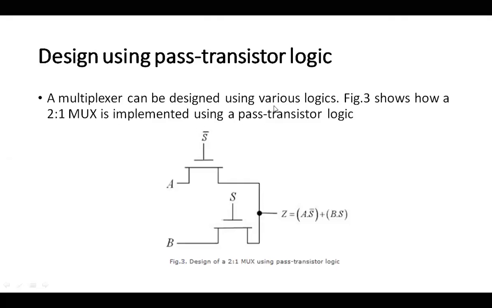A multiplexer can be designed using various logics. This figure shows how a 2:1 MUX is implemented using pass transistor logic. Either I can use only NMOS, or I can use PMOS. But remember, your NMOS is good for passing zeros and your PMOS is good for passing ones. Normally in our practice, we use N type of transistors more than P type of transistors. Does anyone know the reason for that, as to why we use extensively N type of transistors than P type?